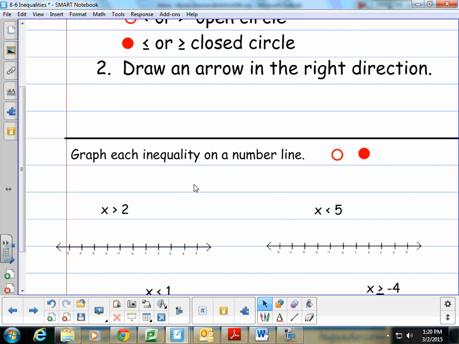So for example, if we have x is greater than 2, since it's an open symbol, we are going to use an open circle, and we're going to put it at 2. And we're saying x is greater than, so we draw an arrow to all the numbers to the right, or to the positive direction of 2. For x is less than 5, it's an open circle because it's less than. So we go to 5. And since x is all the numbers that are less, we draw an arrow to all the numbers in the less direction, to the left. It's pretty much that simple.